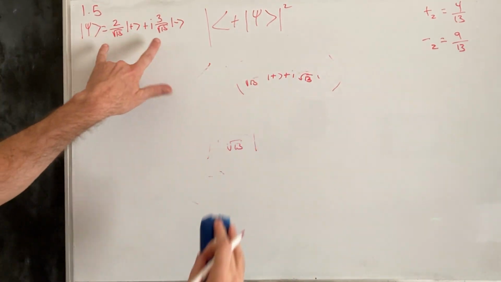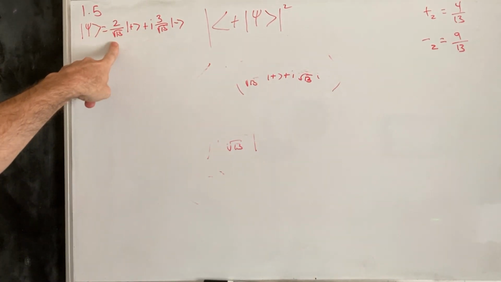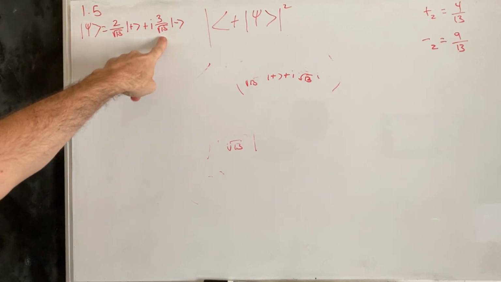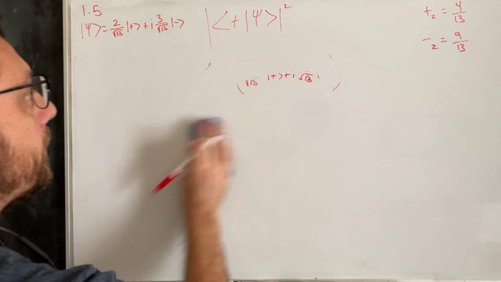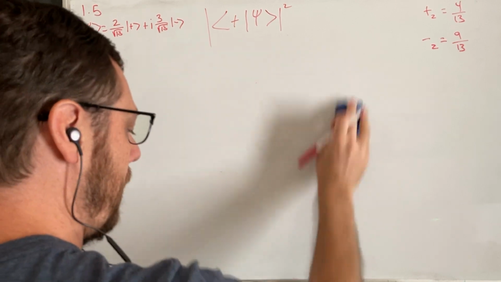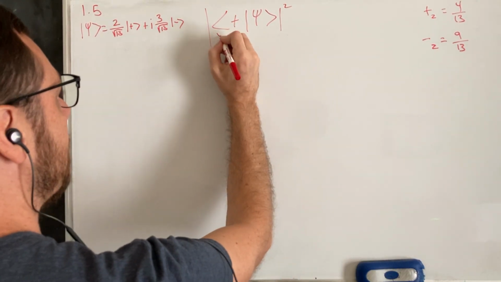Again, we could have just looked at this and seen that up is going to be this squared, so that's 4 thirteenths. Down is going to be this squared, and that's 9 thirteenths. All right, so now for our x directions. So up in our x direction.